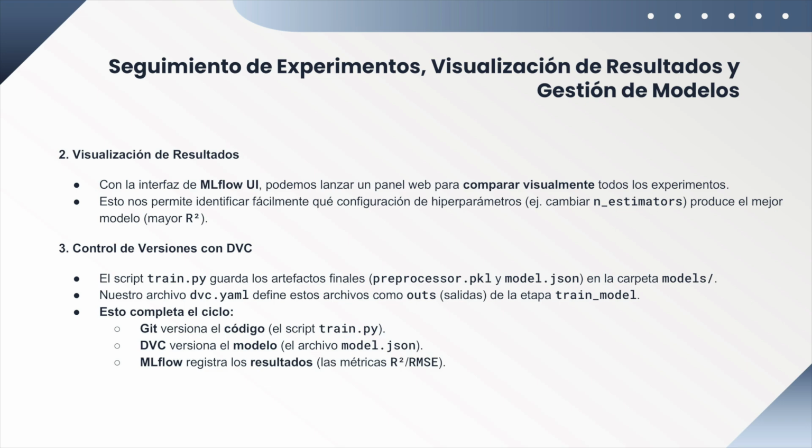Meanwhile, DVC controls versioning of our data and models. In dvc.yaml, we define the outputs of each training stage, ensuring synchronization between data, code, and models. This integration closes the MLOps loop. Git versions the code. DVC versions the model. MLflow tracks the results. Together, they guarantee traceability, reproducibility, and consistent performance over time.